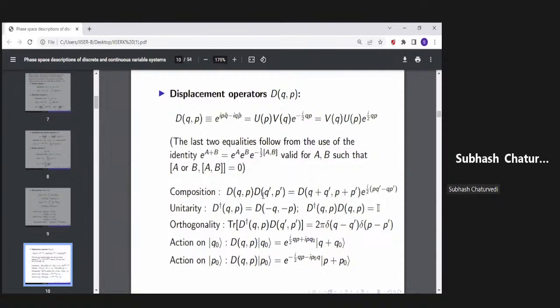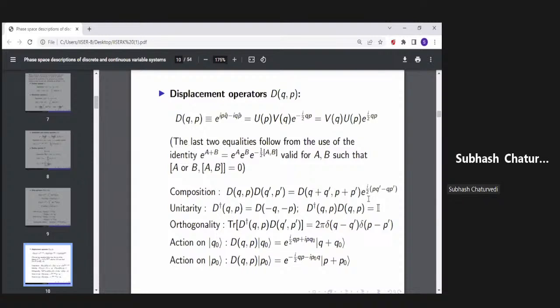Again, remember that in this composition, D(q,p), D(q',p'), we have here e to the i by 2, and there's a 2 appearing here. Just keep that in mind.